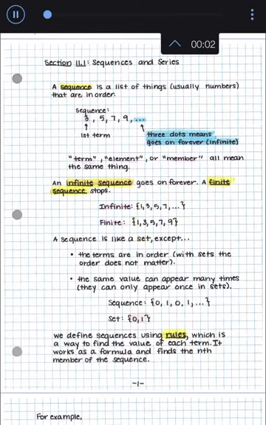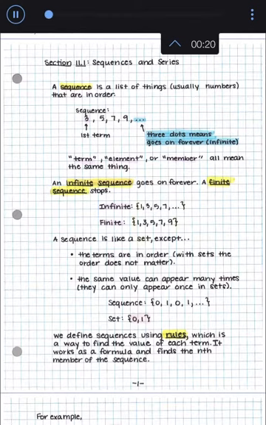In section 11.1 on sequences and series, we're going to start out by first talking about what is a sequence. A sequence is just a list of things. We usually think of sequences as numbers because we're in a math class.